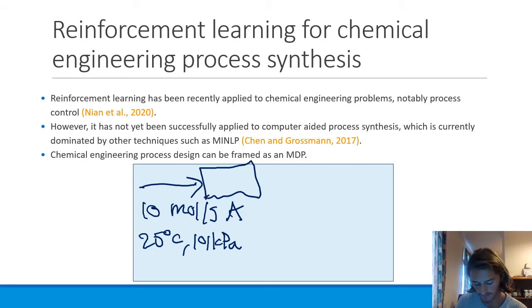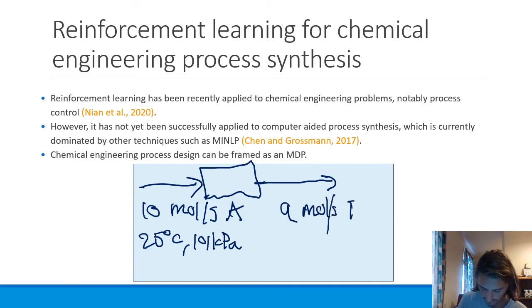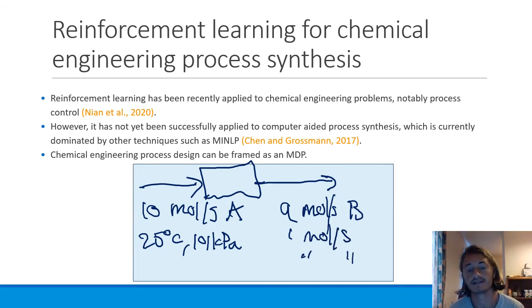So then let's say the next action that the agent takes is to add a Gibbs free energy reactor. The agent specifies that the reactor should be operated at the same conditions as the inlet stream. Then after running the simulation, we can see that the result is 9 moles per second of B being produced, 1 mole per second of A being produced at the same conditions. And let's say in this example that a stream with 90% B and 10% A can be sold. So then the reward corresponding to this action could be the revenue generated through selling the product stream with the cost of the new reactor subtracted from it.